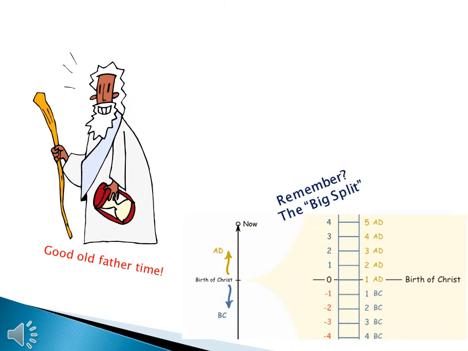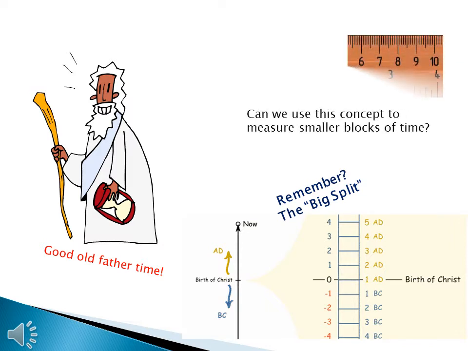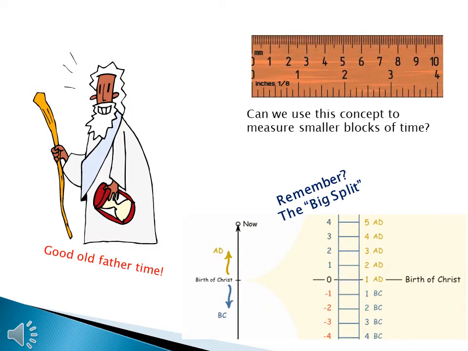But Father Time says to us, hey, wait a minute. My time can't just be split up into two blocks. I've got a lot of details here. So he says, can we use that ruler? Can we use that concept of breaking down measurements further? We certainly can. And what we're going to do is break things down today into historical eras. So with that said, go to the next slide.